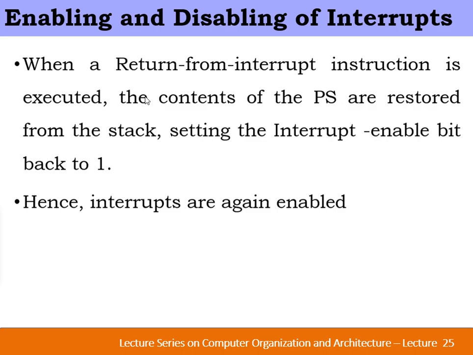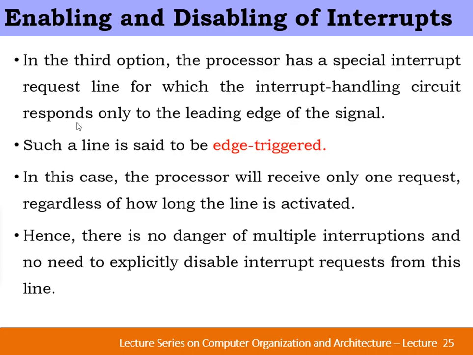So whenever the interrupt enable bit becomes equal to 1, the interrupts are automatically enabled again. That is, the processor can accept the interrupt request signal from any one of the IO devices connected to the computer system. So this is the second option. Now we'll move to the third option.